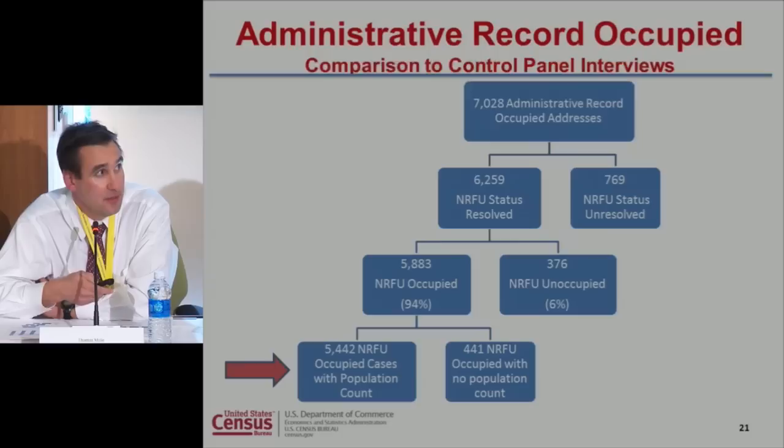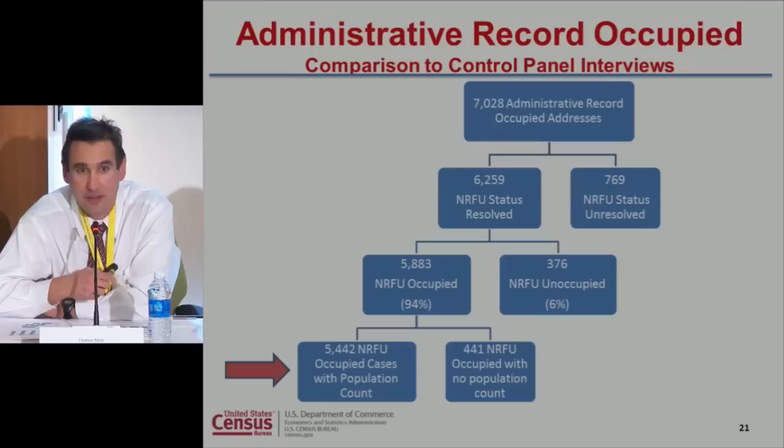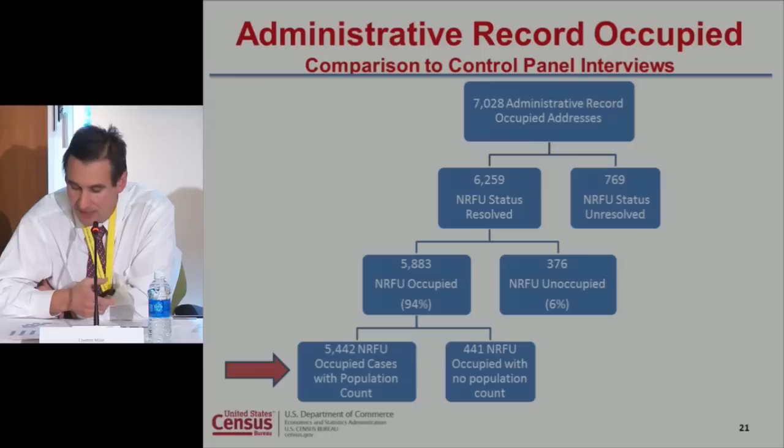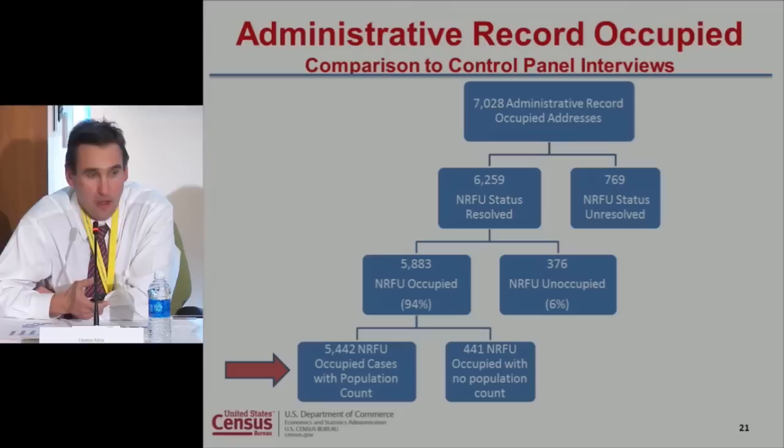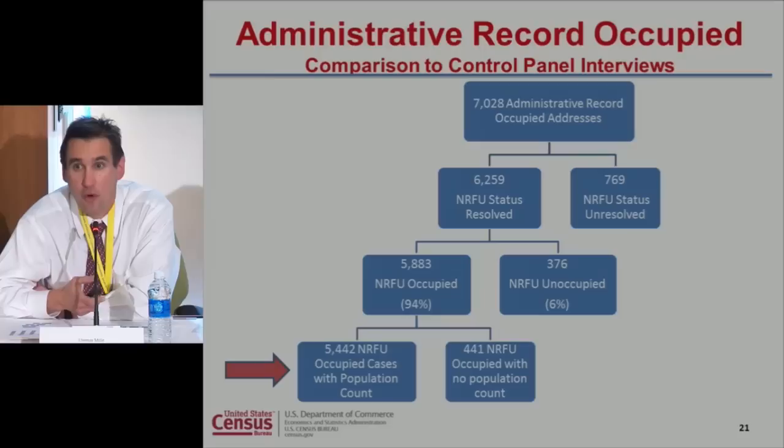We were able to identify 7,028 administrative records occupied addresses. We proceeded to look through, and there were 6,259 where the NRFU result and the census processing had the status being resolved. We went further, and there were 5,883, or 94%, where the census NRFU result was determined to be occupied. So we're agreeing on occupied status 94% of the time.